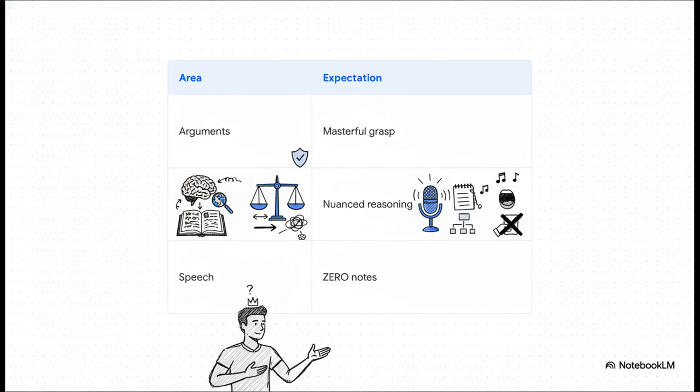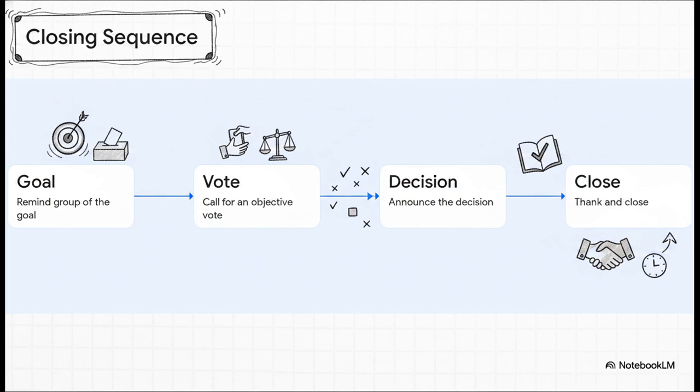For mastery in speech, we're looking for flawless pronunciation, commanding vocal variety, and, this is the big one, zero use of notes. Seriously, do not read to the room. Finally, for energy and body language, bring engaging, purposeful gestures and project a confidence that is carefully balanced with intellectual humility. That brings us right to the final moments of the meeting.